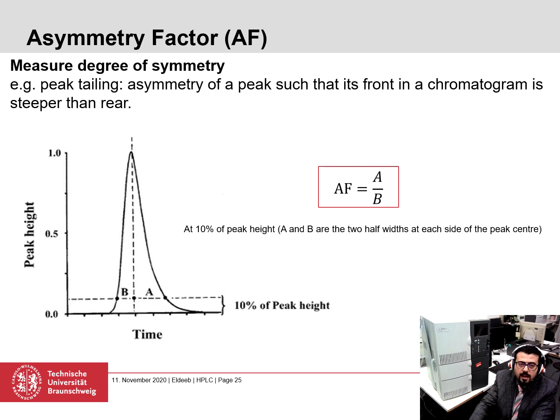Another important factor to consider in HPLC is what we call the asymmetry factor. In fact, symmetric peak enhances good resolution. Peak asymmetry can be calculated according to the following equation, considering the two half peak widths at 10% of the peak height. A value of more than 1 means peak tailing and of less than 1 means peak fronting.